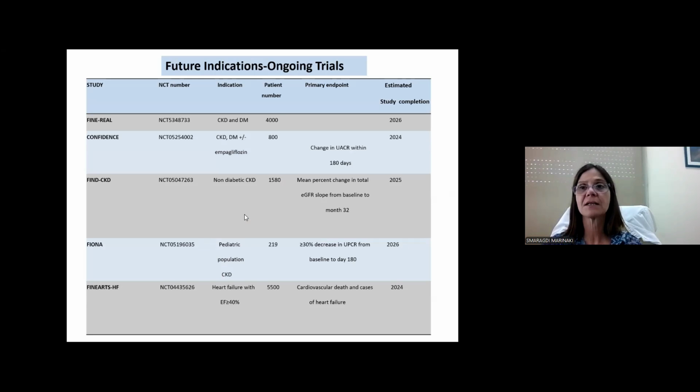The field is very broad and many trials are ongoing. As you can see, also trials in non-diabetic CKD, as defined CKD, in pediatric populations as the FIONA, the FINE-ONE, in heart failure patients with EF higher than 40%, and many others.